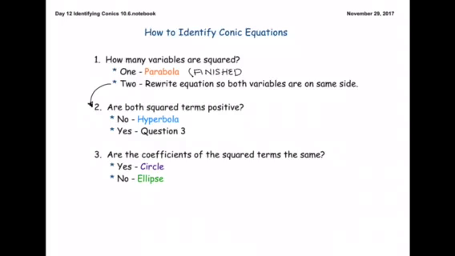The second question is, are both squared terms positive? If you answer no, you know your conic section is a hyperbola, and you are finished with your questions. If you answer yes, you need to proceed to question 3. Are the coefficients of the squared terms the same? If your answer is yes, you know your conic section is a circle and you're finished. If your answer is no, your conic section is an ellipse and you are also finished.